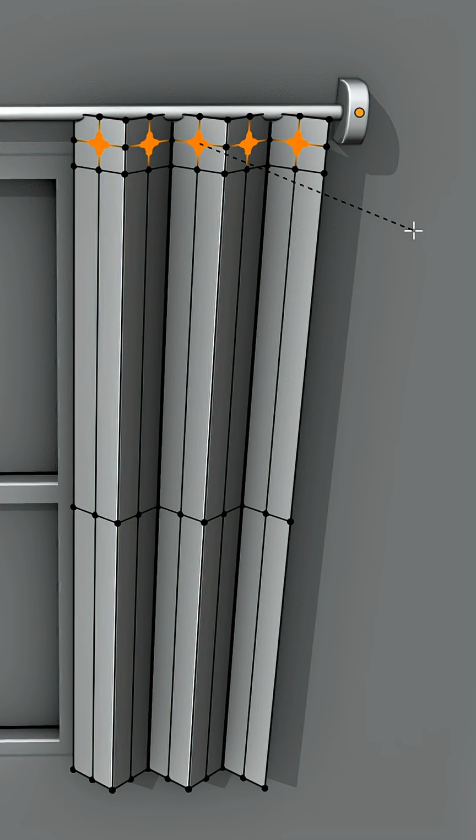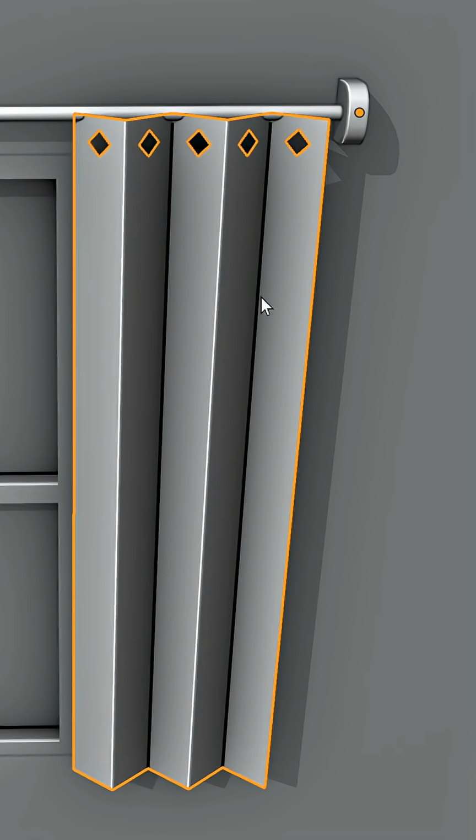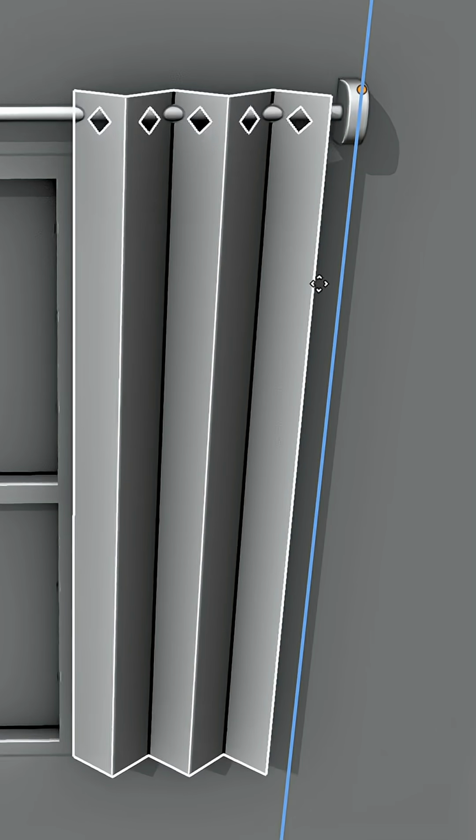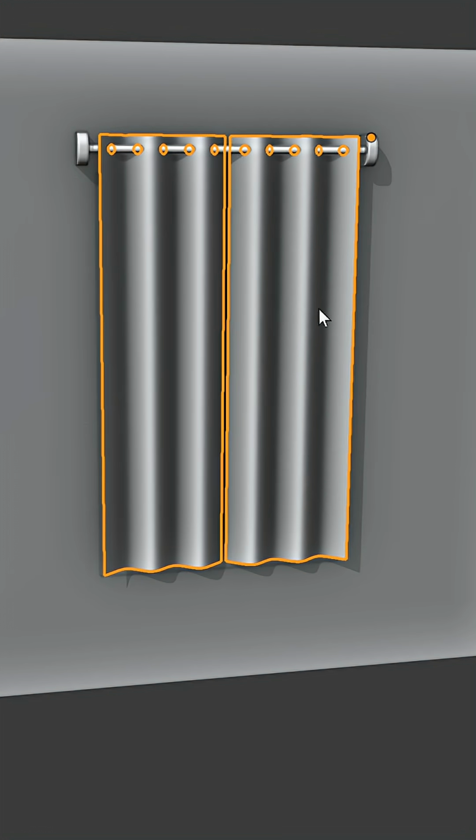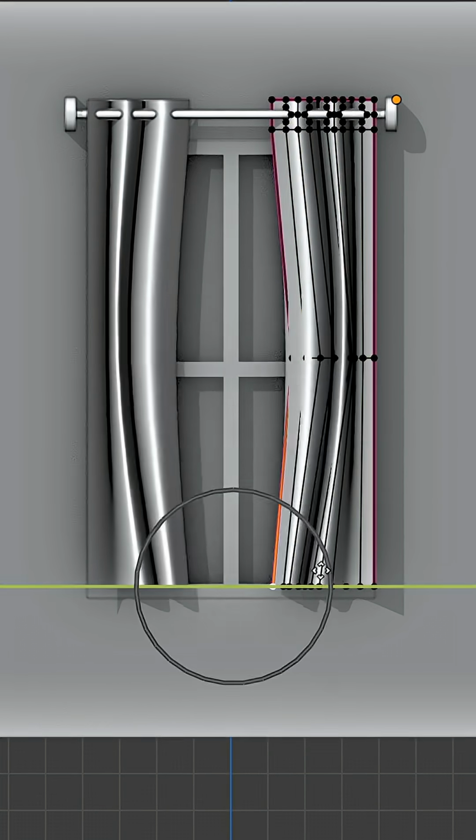Select these middle vertices and bevel them. Now delete the faces in between them. Move it to the right place and add subdivision modifier. Mirror it to the other side and use proportional editing to make it look good.